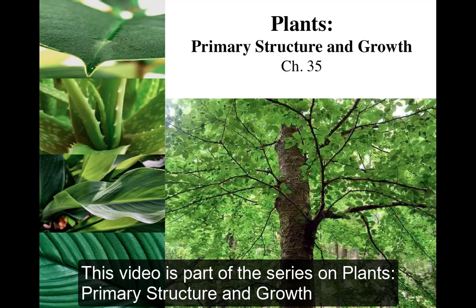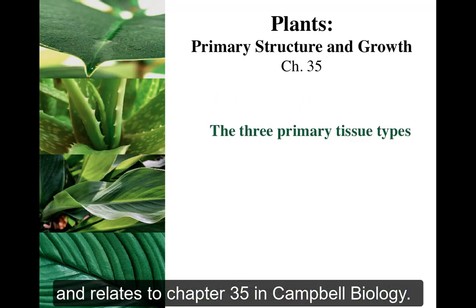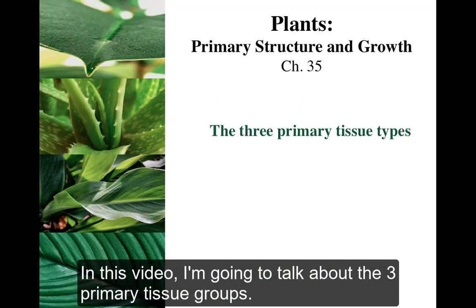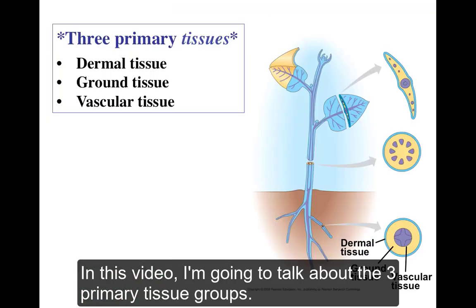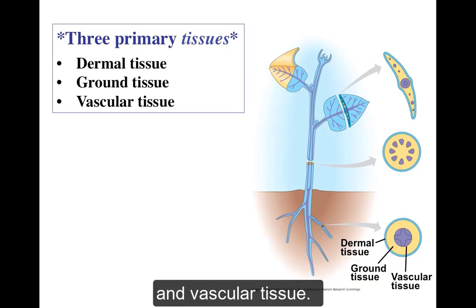This video is part of the series on plants, primary structure and growth, and relates to Chapter 35 in Campbell Biology. In this video, I'm going to talk about the three primary tissue groups. The three primary tissues in plants are dermal tissue, ground tissue, and vascular tissue.